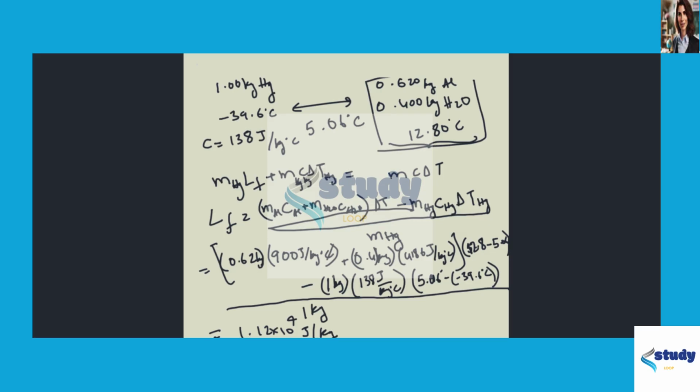Notice that our degree Celsius cancels out and our kilograms cancel out, but there is another kilogram over here in the denominator, which gives us joule per kilogram, our units for latent heat of fusion. This is our answer. Notice that because the least number of significant digits we are given is 3, I've written the answer down in 3 significant digits.